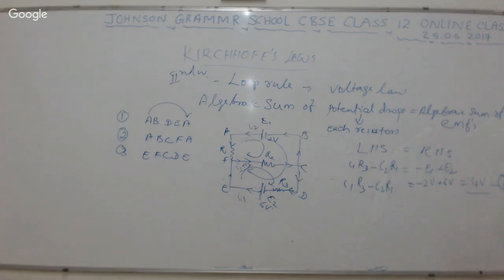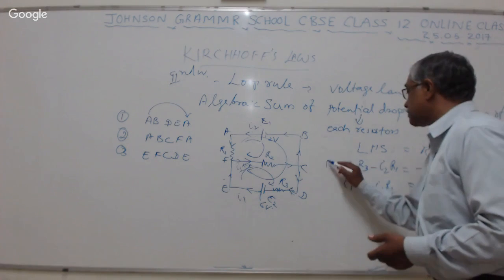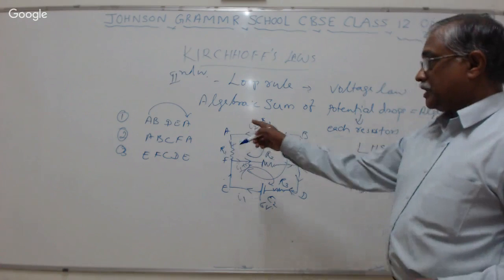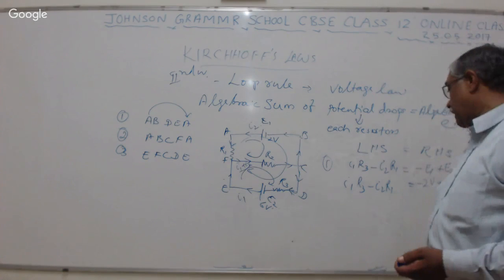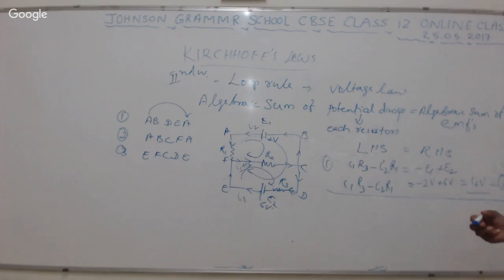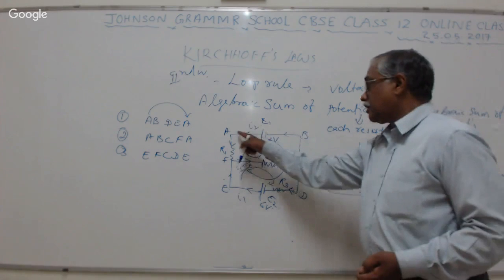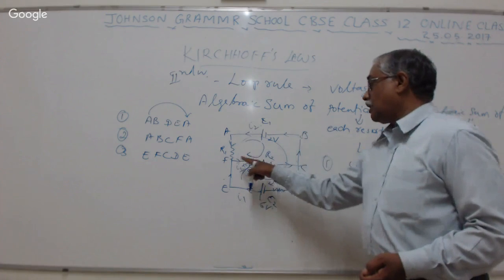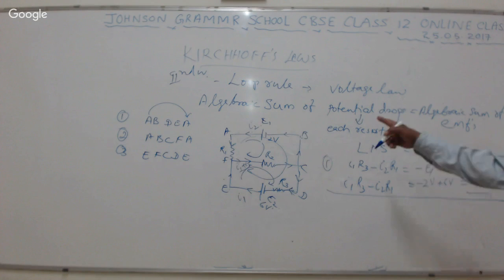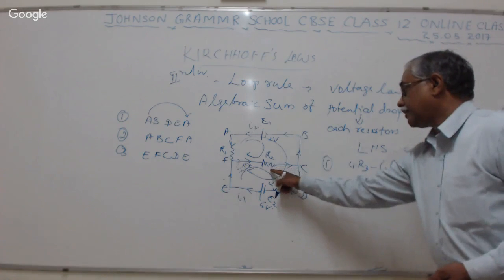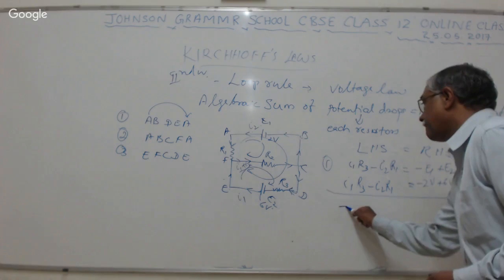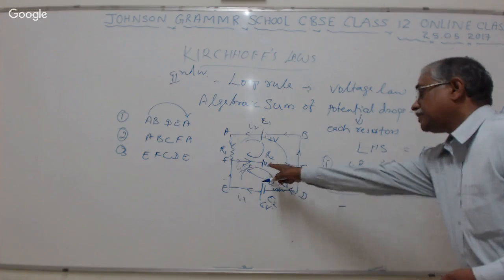This is the first equation we got, and for the second equation we have taken A, B, C, F, A. How to make an equation for the second one, A, B, C, F, A? We start with A, and this is again against the current, so that is minus. What is the current here? I1 plus I2.